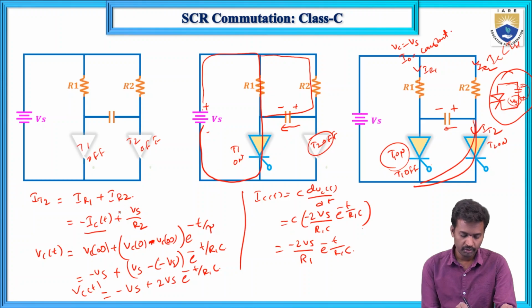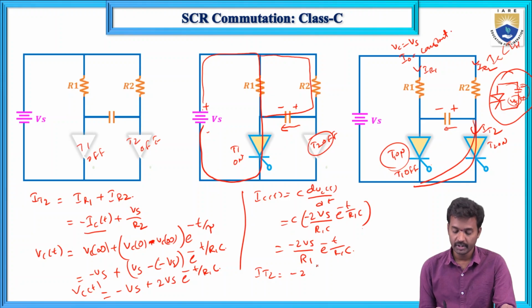Now if you substitute this, IT2 equals minus of minus IC, which is 2Vs/R1 e^(-t/(R1·C)) plus Vs/R2. So this is the IT2 equation.